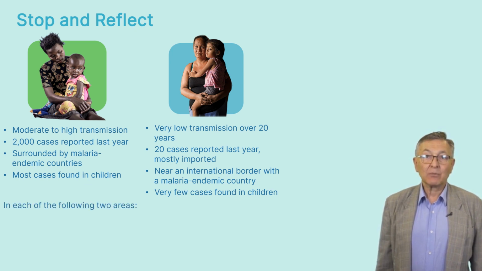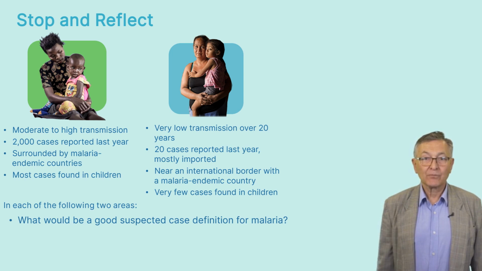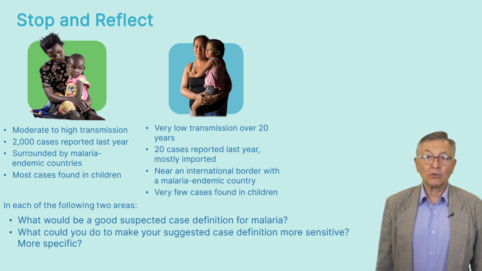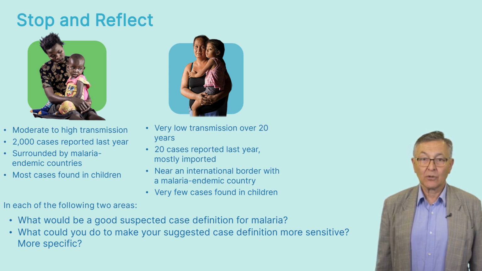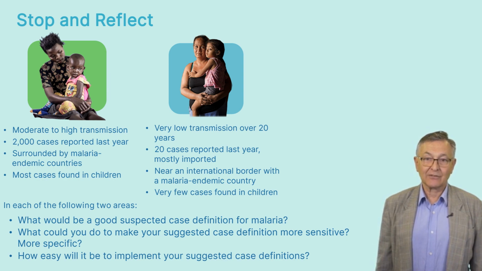Starting with the area where the woman and her daughter on the left live, what would be a good suspected case definition for malaria? What would be a good suspected case definition for the area where the woman and her daughter on the right live? In each setting separately, what could you do to make your suggested case definition more sensitive, more specific? How easy will it be to implement your suggested case definitions?